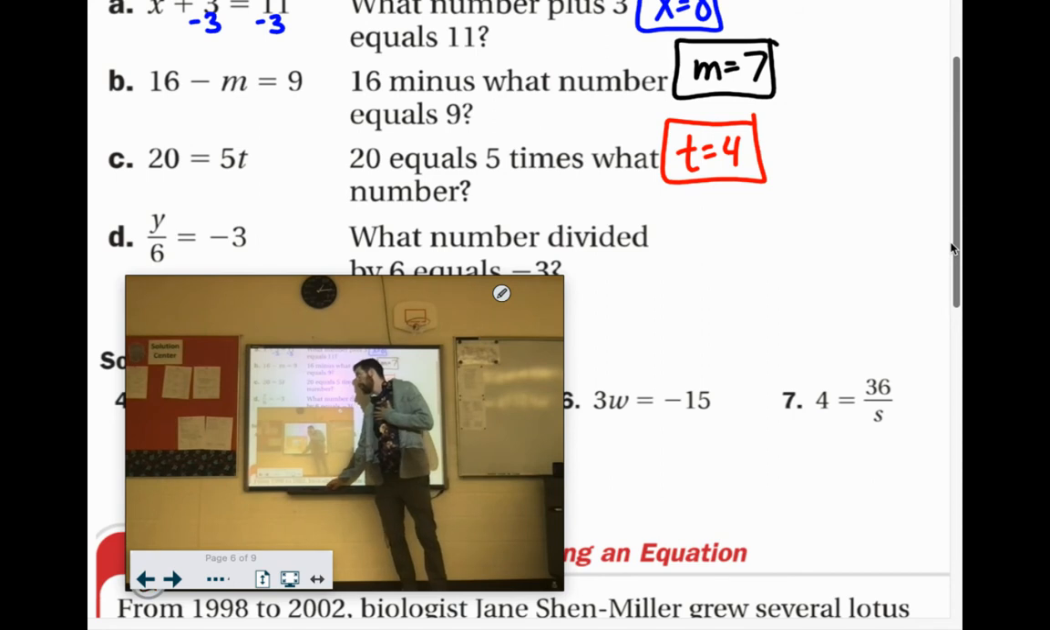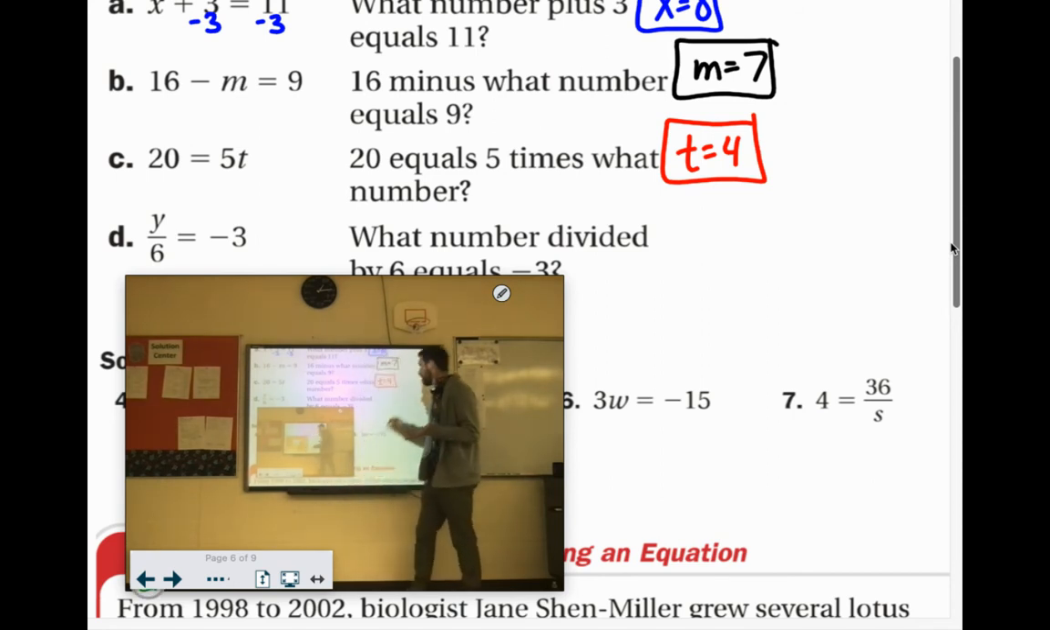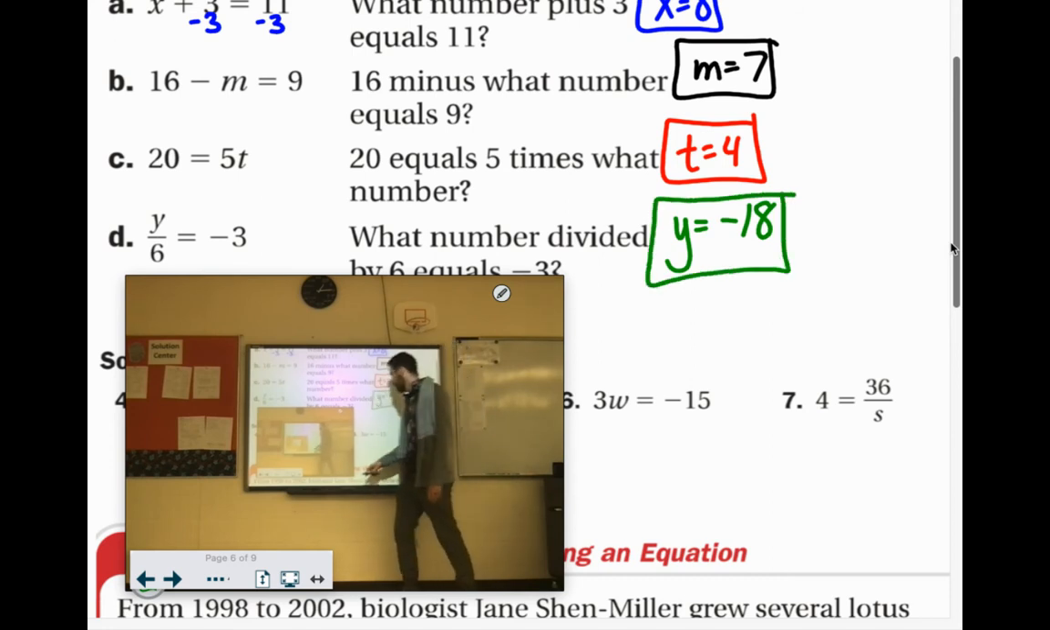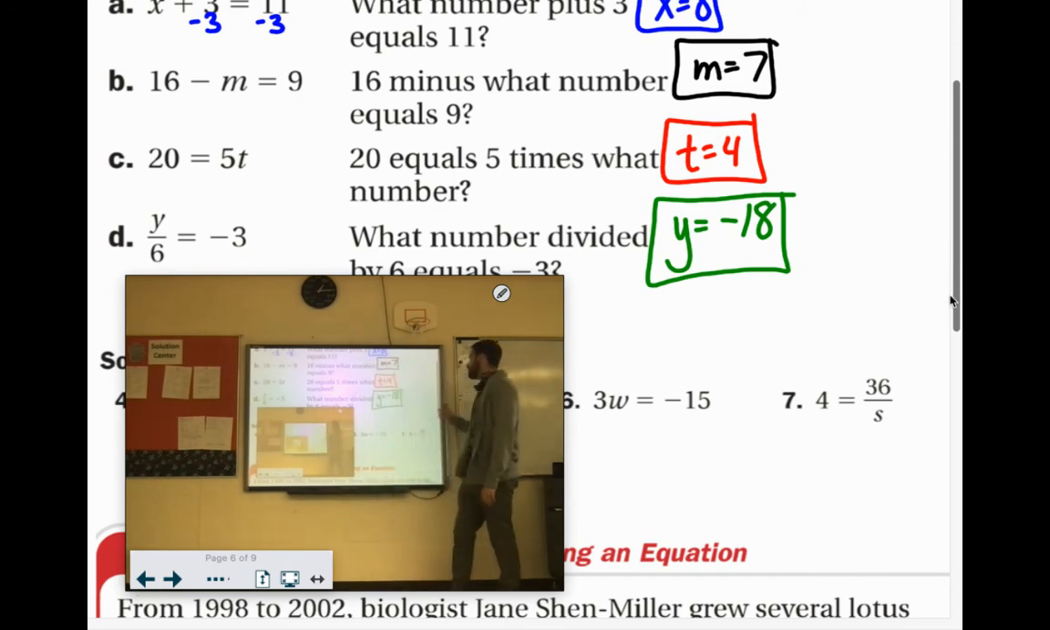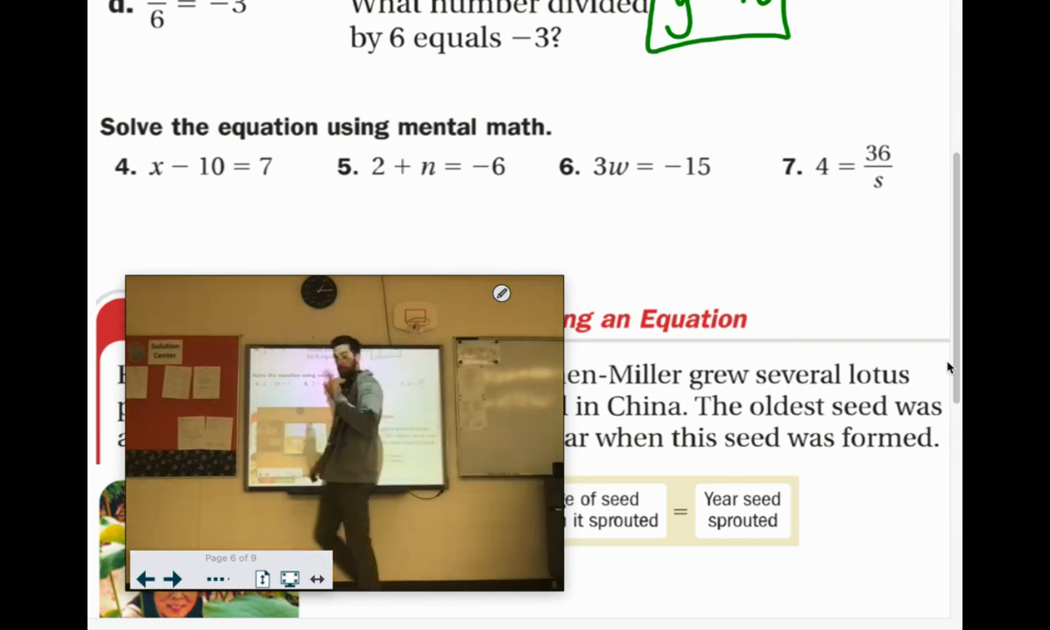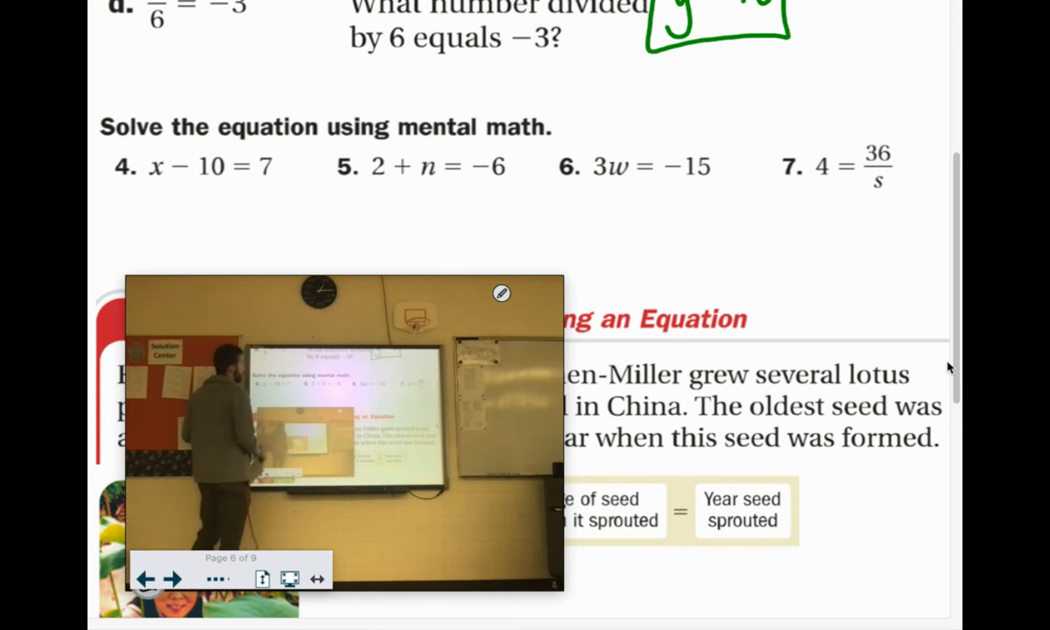Y divided by 6 equals negative 3. So what can you divide by 6 to get negative 3? Well, it'd have to be a negative. And then think backwards. What times 3 would give you 6? Or 3 times 6 would give you what? 18. So negative 18 divided by 6 would give us that negative 3 that we need. So I'd like you to try out a couple. Just think in your brain, some mental math. Pause here, try it. Check back in.